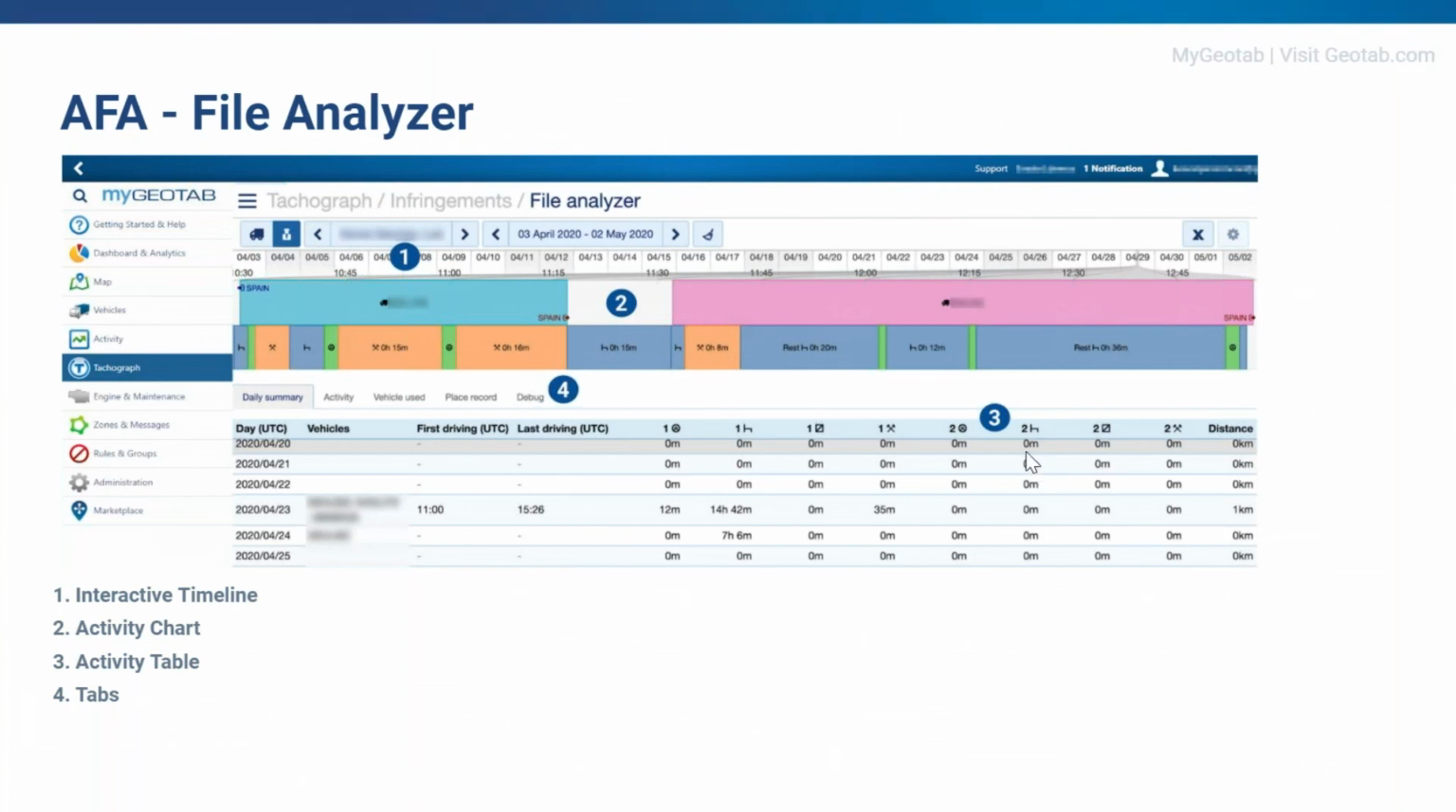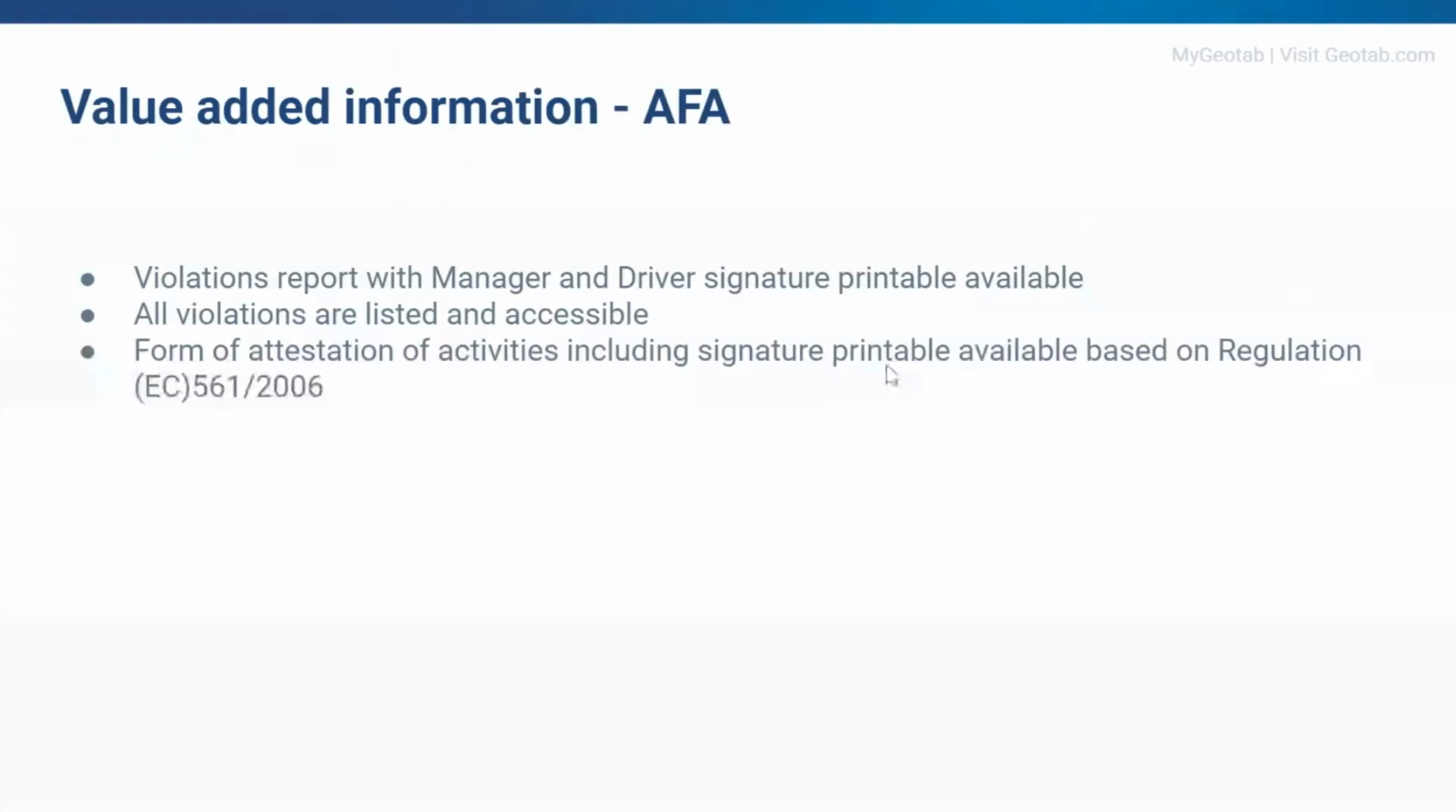You can also look at your activity table. So again, a summary of what length of driving was done, how long was the break, what distance was driven. And as per the previous section, you have all these different tabs available. So again, you have a daily summary. You can look at your activity, such as was there any change in it. You can look at the vehicle use, such as the card insert and withdrawal records, and of course you have a place to record and debug.